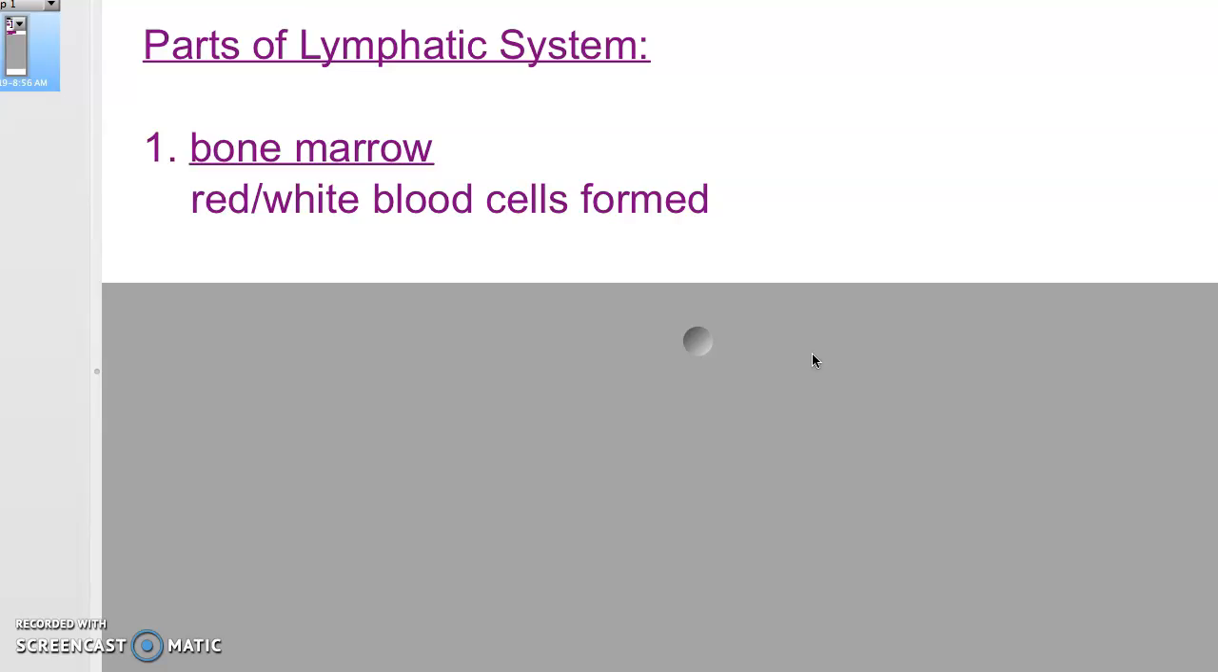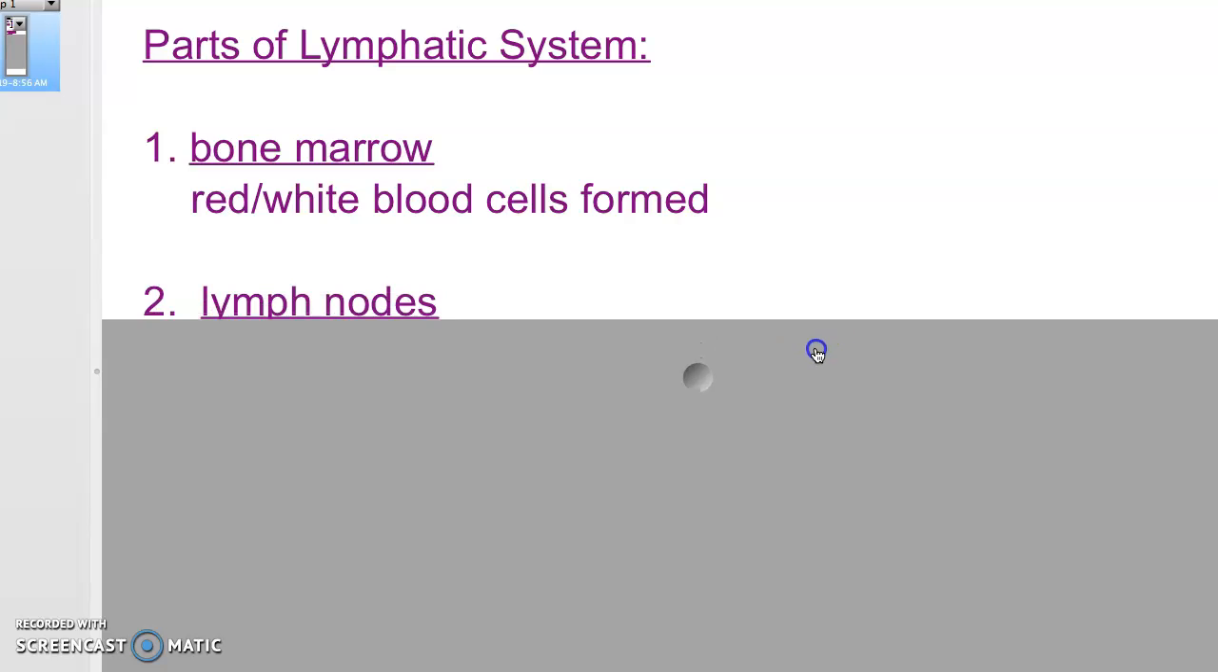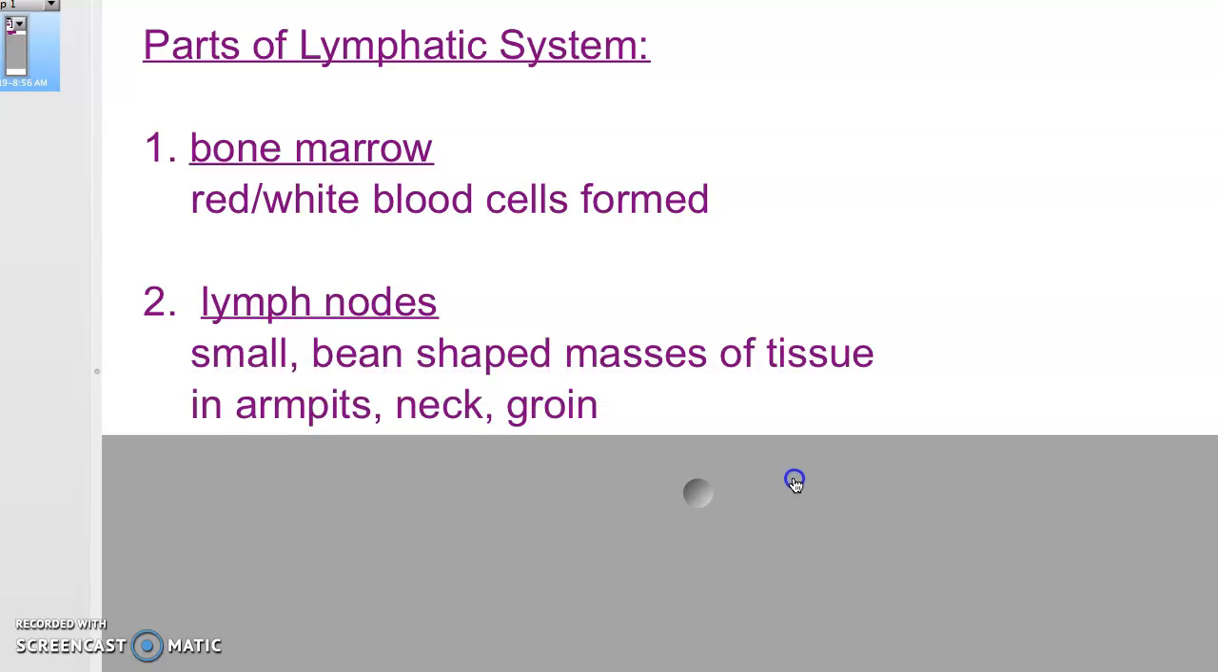So again, just to remind you, the systems don't work by themselves. They are combined together and they work together. There again, the red and white blood cells are formed, and that is considered part of the lymphatic system.